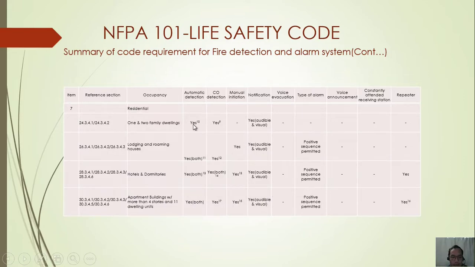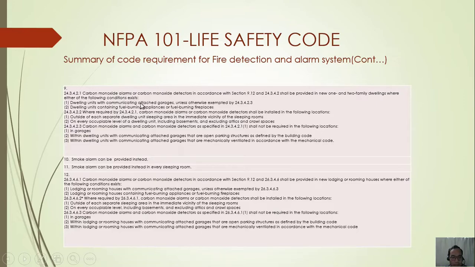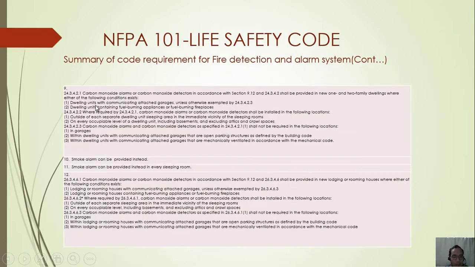Note 9 under one and two family dwellings. What is the note for CO? CO again, it should be provided in the following areas in the one and two family dwelling units: dwelling units with communicating attached garage. If you have a house with attached garage, you need to have CO there. Or dwelling units containing fuel burning appliances or fuel burning fireplaces. In cold areas where they have fuel burning fireplaces, they also need CO.